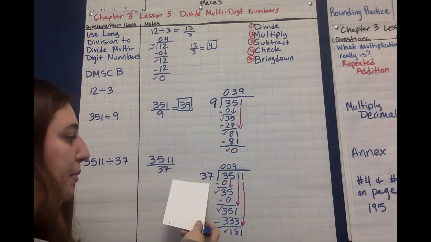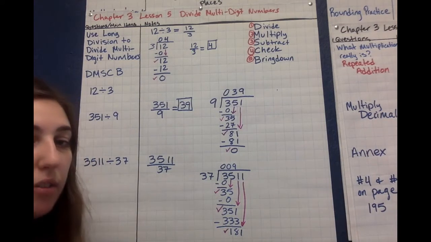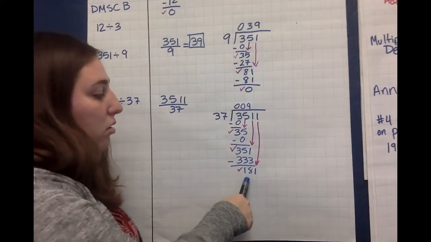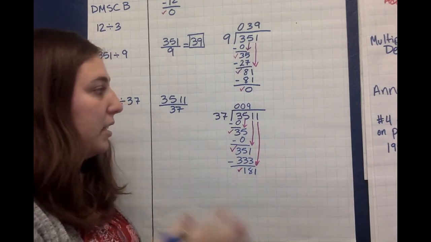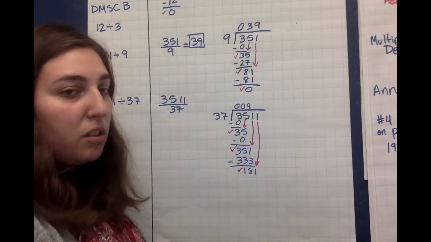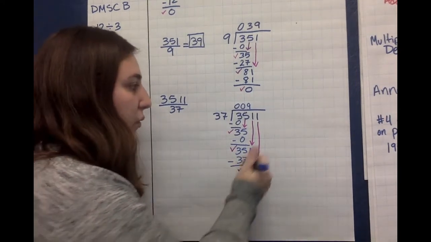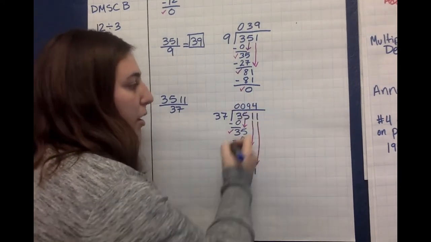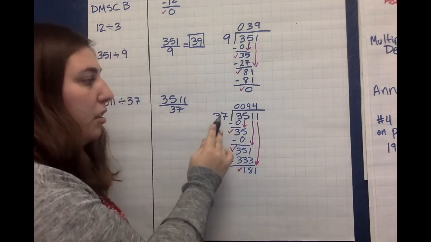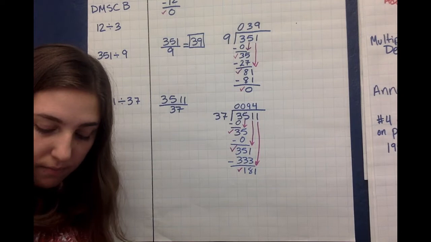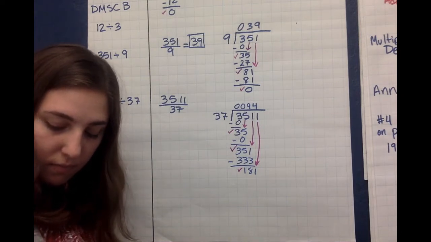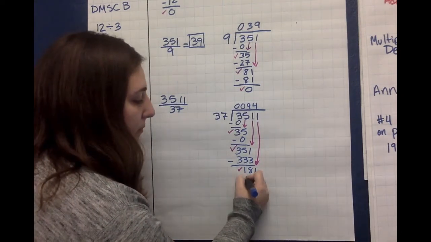Now, how many times does 37 go into 181? Okay, so 37 goes into 181 at least 4 times. And I know that because I'm just doing some mental math. I know it goes into it at least 4 times. So I'm going to put a 4 up here. Okay, now I'm going to multiply 37 times 4, and that's 148.